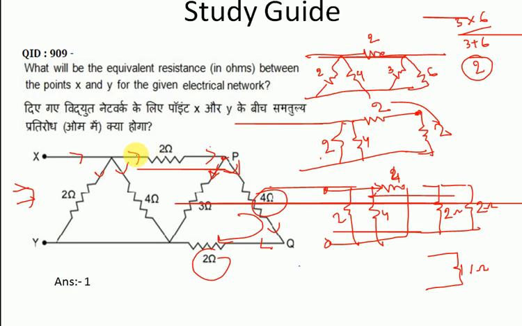What you have to do is find the current divisions. If there is current division, apply the parallel formula. If there is no current division, apply the series formula. That is a simple trick.